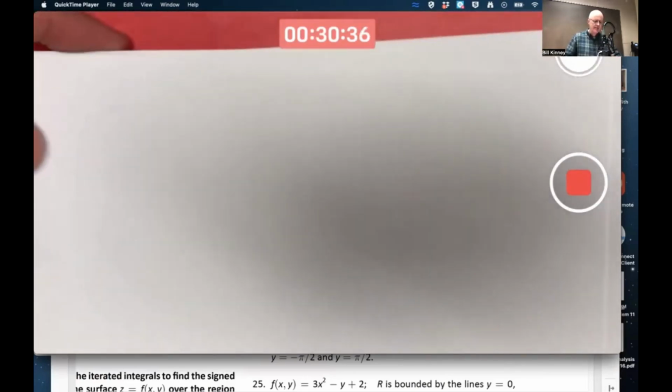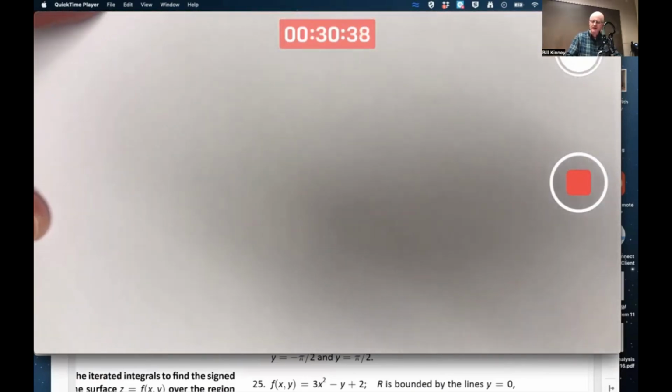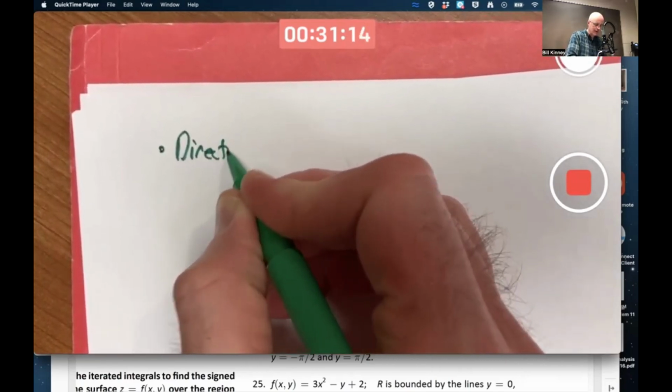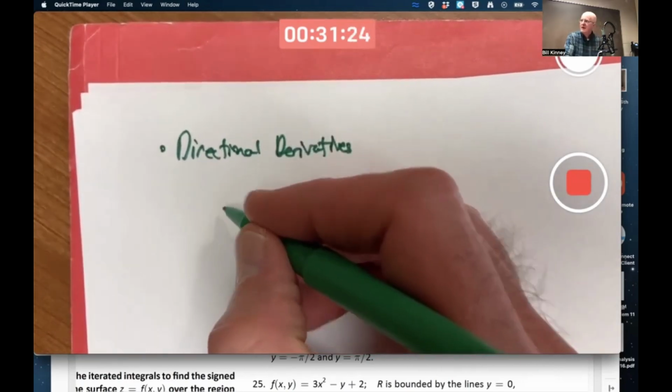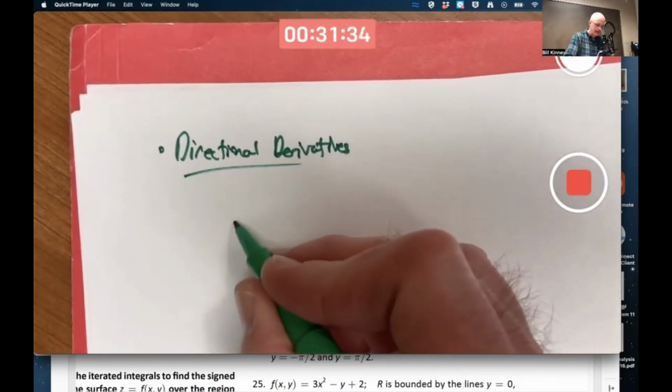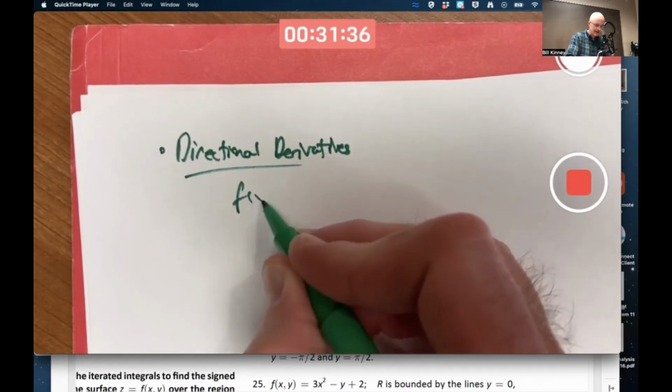So the last exam, I did test you a little bit on directional derivatives. So let's remind ourselves about directional derivatives. Let me go ahead and write it for a function of 3 variables because the principles still apply, though I might be more likely to ask you it for a function of 2 variables. You've got a function f of x, y, z.